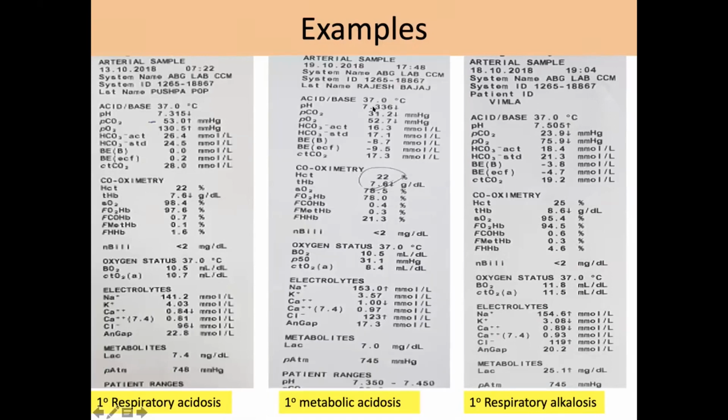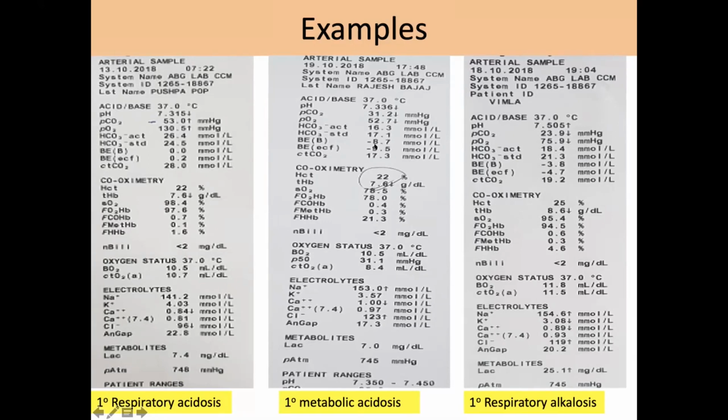Let's see this case. Here it is mild acidosis because the pH is between 7.35 to 7.3. So it is mild acidosis. Let's take a look at PCO2. Now PCO2 is also moving down. So CO2 and pH are moving in the same direction.